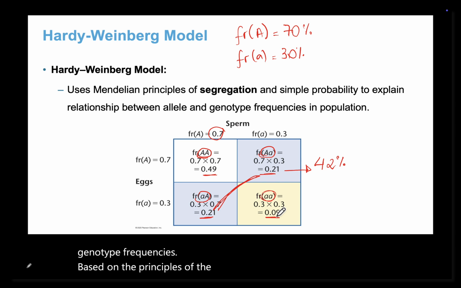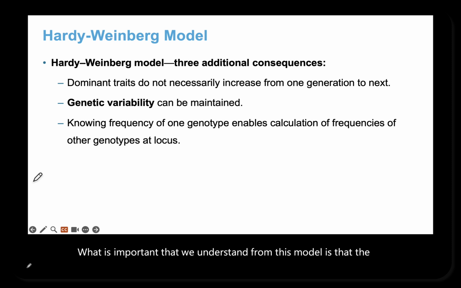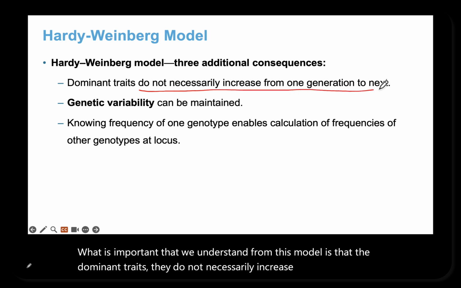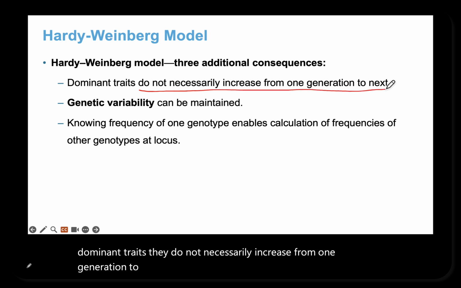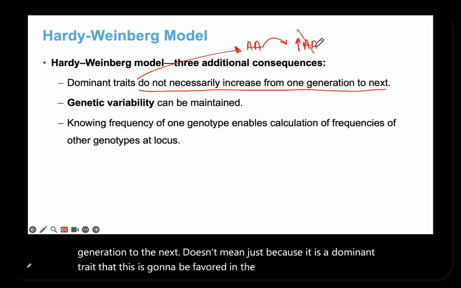segregation postulated by Mendel. What is important that we understand from this model is that the dominant traits do not necessarily increase from one generation to the next. It doesn't mean that just because it is a dominant trait, it is going to be favored in the next generation. Okay?